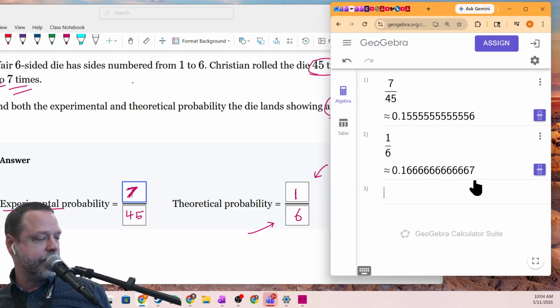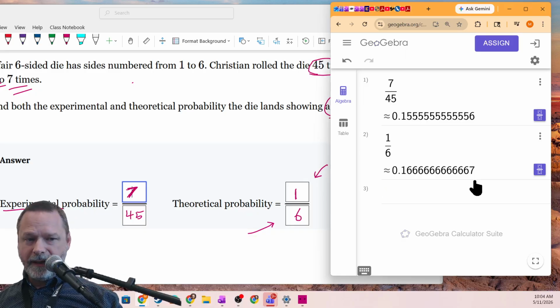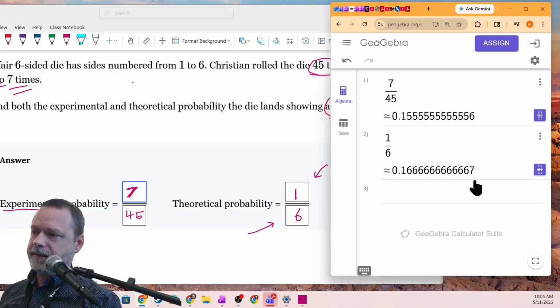And that's the thing with experimental probability. It often, if not always, is going to be a little different. But of course, the more we do it, the closer we get. And I made that point before. So experimentally, this seems reasonable that this might happen.